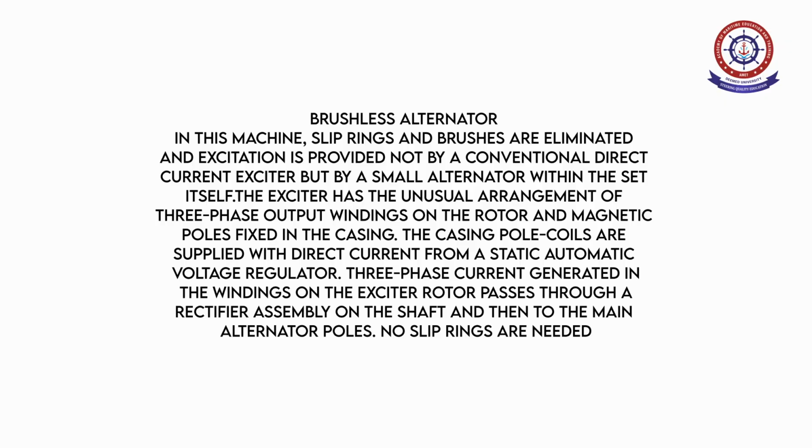The brushless alternator also plays a major role in the ship electrical system. The brushless alternator is actually available within the main alternator set. It has an exciter, rotor, stator, everything. Here the slip rings and brushes are eliminated, and the excitation is provided not by the conventional DC supply, but by the AVR.